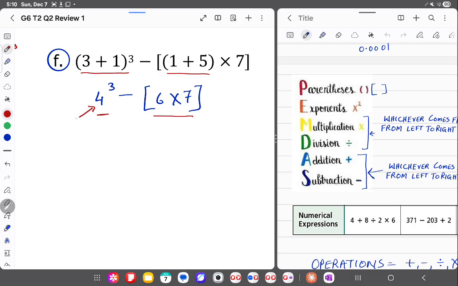That's fine, because they won't make any difference. So I can solve this together. 4 to the power of 3 means 4 times 4 times 4. Now 4 times 4 is 16, times 4 is 64, minus 7 times 6 is 42. So 4 minus 2 is 2, 6 minus 4 is 2. So my answer is 22.